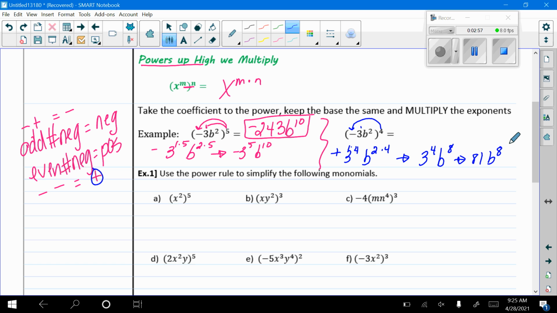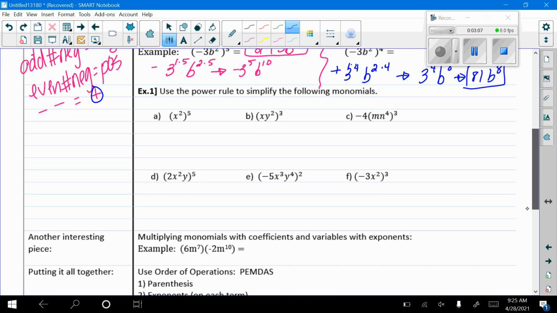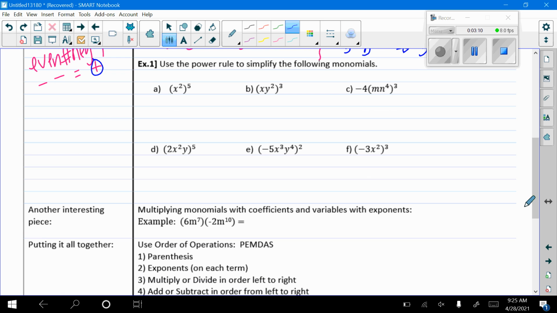Now, I do suggest that you rewind, try it on your own, and then see if you got to where I got to. Make sure you get to the right answer. The next one, example 1, we're going to actually start in with the power rule and simplify the following monomials. So powers up high, we multiply. So this is x to the 2 times 5, which is x to the 10th power.